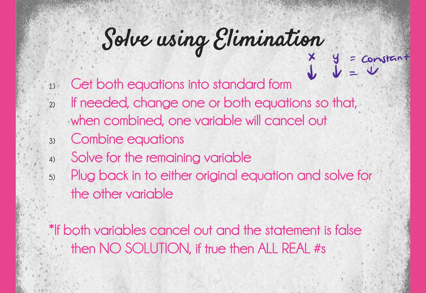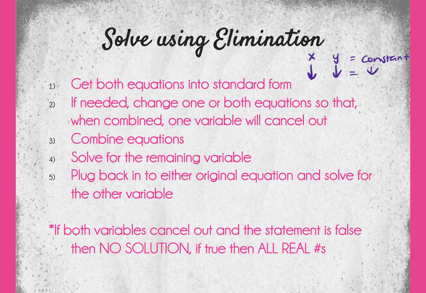So if you can do it without changing anything, fantastic. If not, then we'll change one equation, or you may need to change both equations, so that when you add them or combine them, one of the variables will cancel out. At that point, you'll only have an x equals or a y equals, and you'll finish that out. And then you will take that value and plug it back into either of the original equations to solve for the second variable.